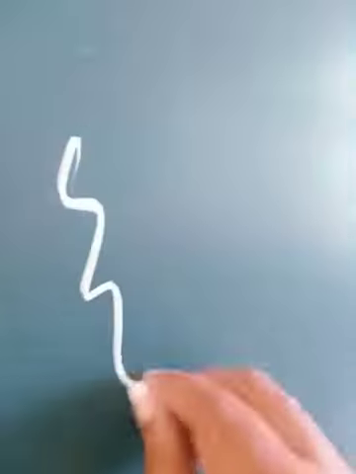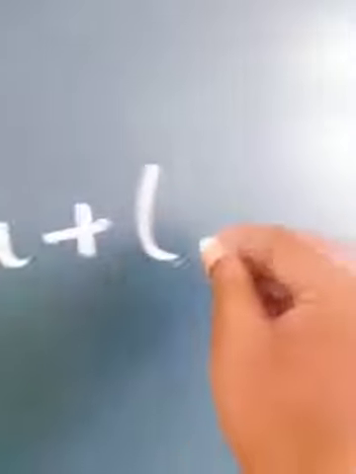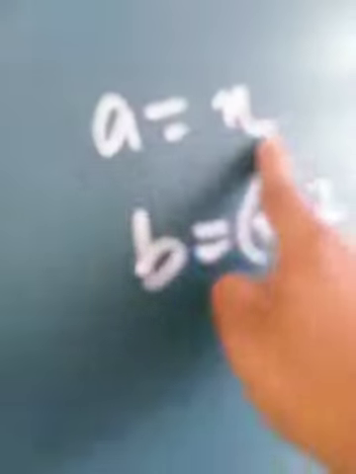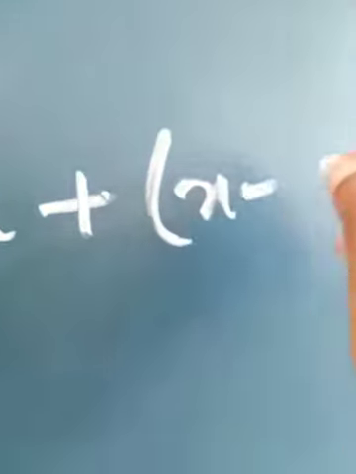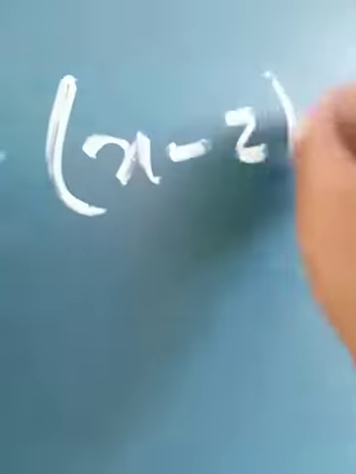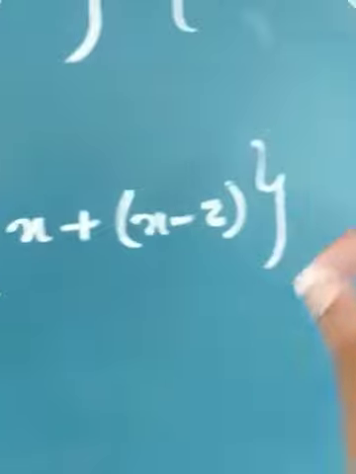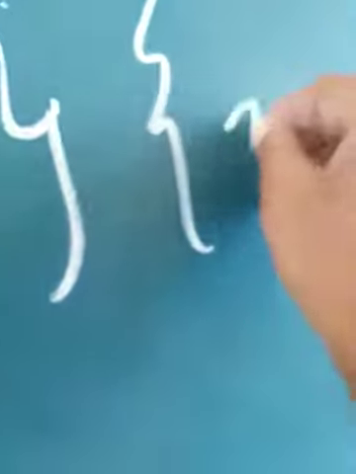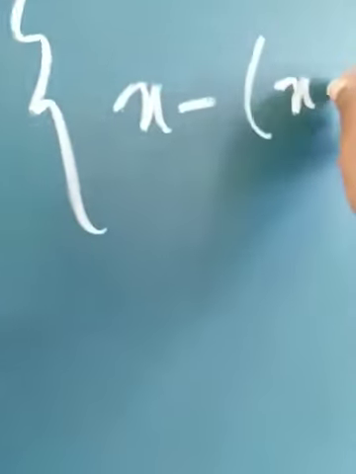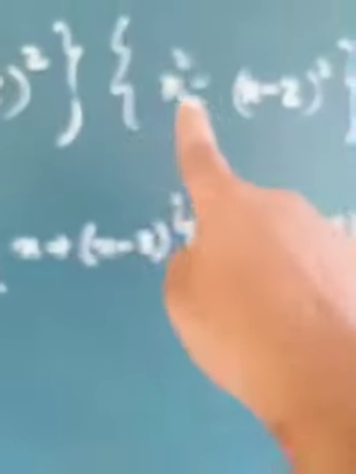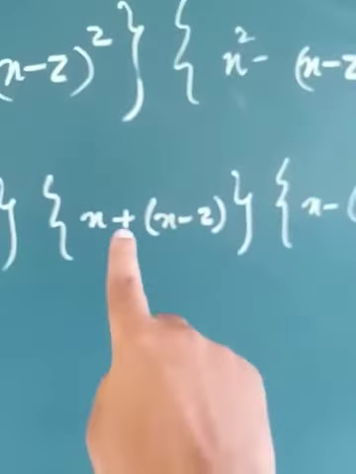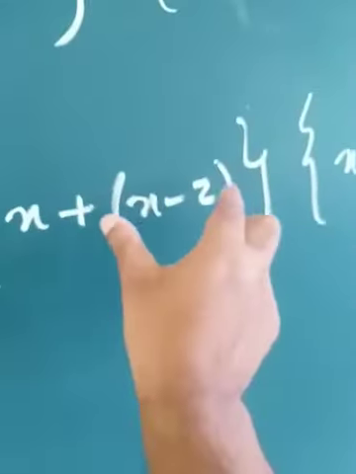So what to write? A plus b, because a is x, and b is x minus z. We'll put b inside the bracket because it is a binomial term. So this is a plus b. Now again we'll write a minus b. We have split the topmost part into this form. Now finally we'll open the bracket.